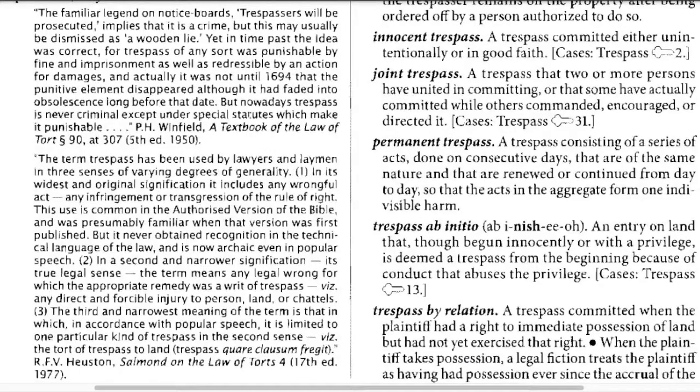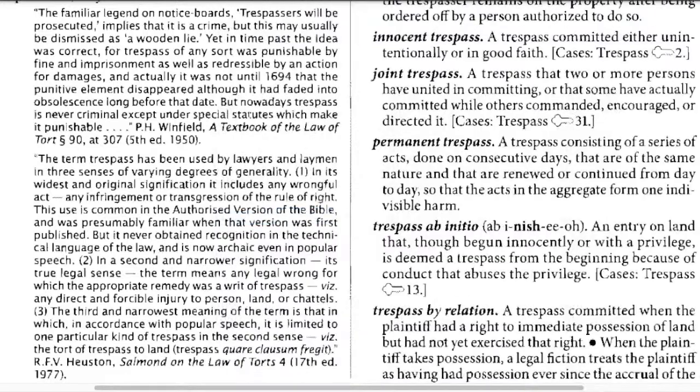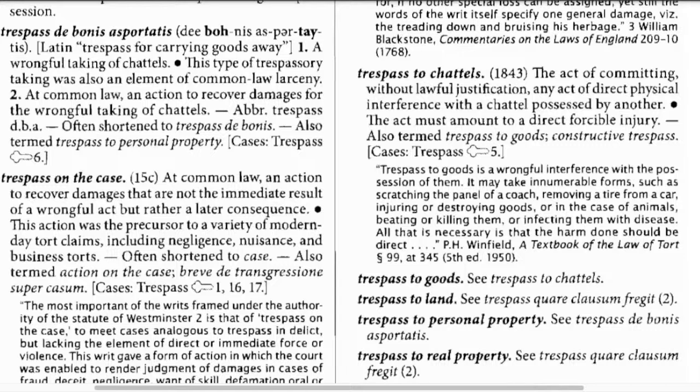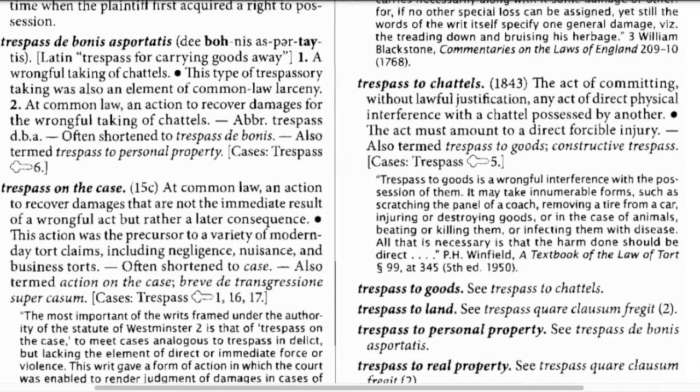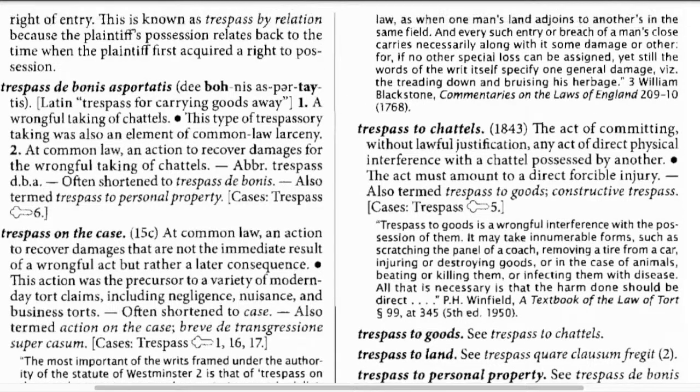Trespass de bonus asportatis. See if that's here. There it is. All right, let's read this one first, and then we're going to get back to that little inset paragraph there about trespass in general. Trespass de bonus asportatis.